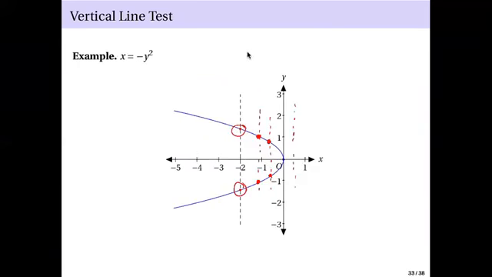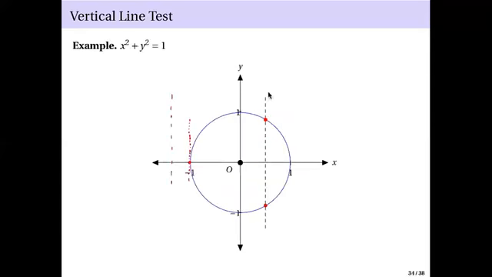On the other hand, for this, you just need one example of a vertical line. You just need this vertical line. You got two intersections. That's it. It's not a function. You just need this vertical line. You got two intersections. That's it. It's not a function.